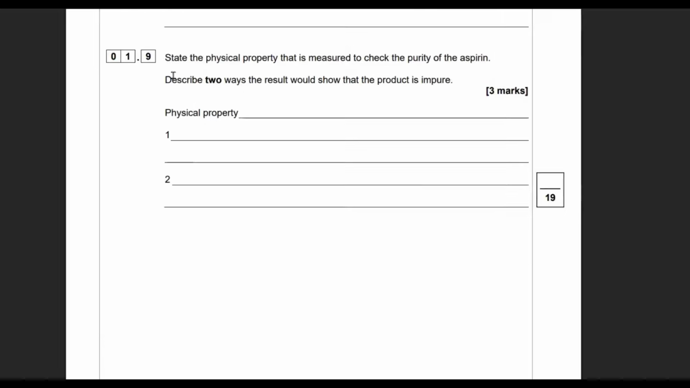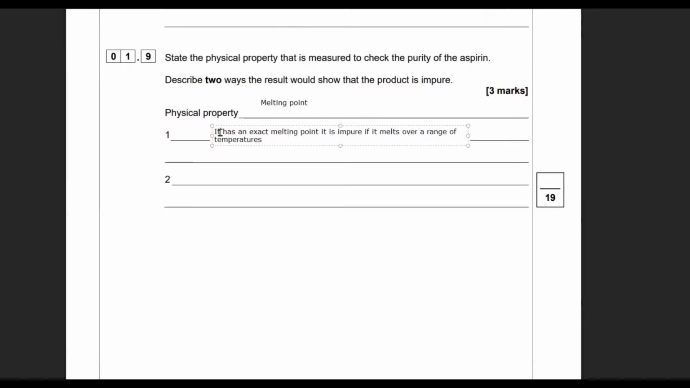Right, 1.9, final bit: state the physical property that is measured to check the purity of aspirin. Describe 2 ways the result could show that the product is impure. So pause the video, have a go. You know the coup. We do the melting point, and that's how we check for purity. And if something's pure, it will melt at an exact temperature. So, for example, if aspirin melts at 88 degrees, that's when it's going to melt.